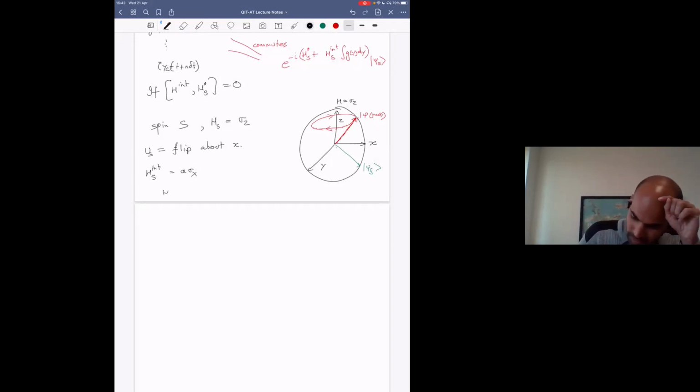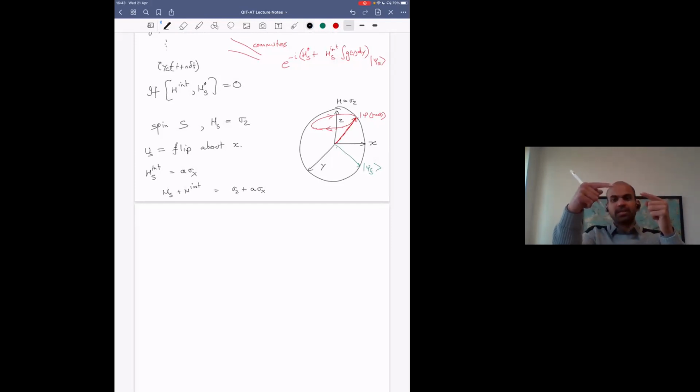But what happens if I do h s plus h int, which is equal to sigma z plus a sigma x? The problem with this Hamiltonian is that it is not going to do what we want, because as we start rotating around x, which is what our interaction Hamiltonian does, the natural Hamiltonian of the system is also precessing around z. So in fact, this is going to be a rotation around some axis that is between x and z.